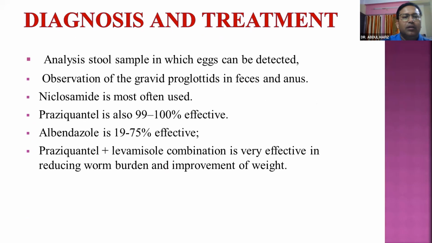Diagnosis and treatment. We can diagnose this through fecal examination. As I told, routine fecal examination is a must before anthelmintic medications. Drugs of choice are praziquantel and niclosamide, and the main drug, niclosamide, is the most effective, and praziquantel also. But we should not use albendazole and fenbendazole because these drugs are much less efficacious.